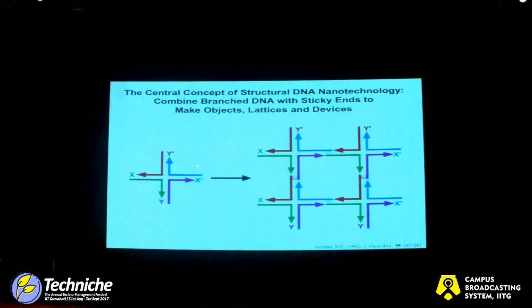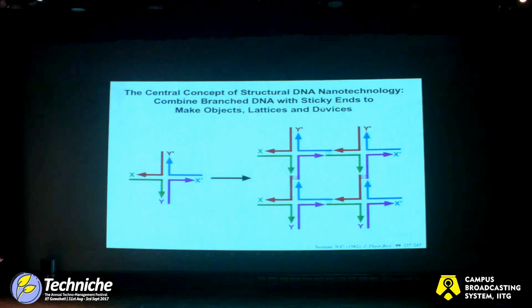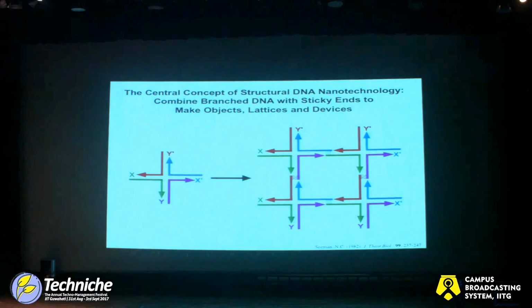So X can pair with X prime, its complement, Y with its complement, Y prime, and we could make this little quadrilateral. But you notice when we make the quadrilateral, say corresponding to an object, we've got a whole bunch of sticky ends left over on the outside, so we can make a lattice. And we can also make machines, and I'll show you that a little later.